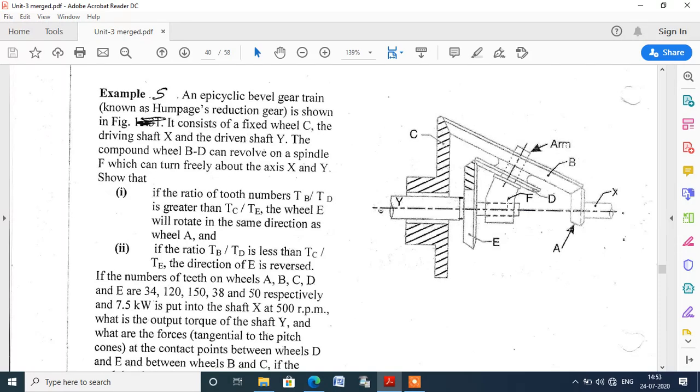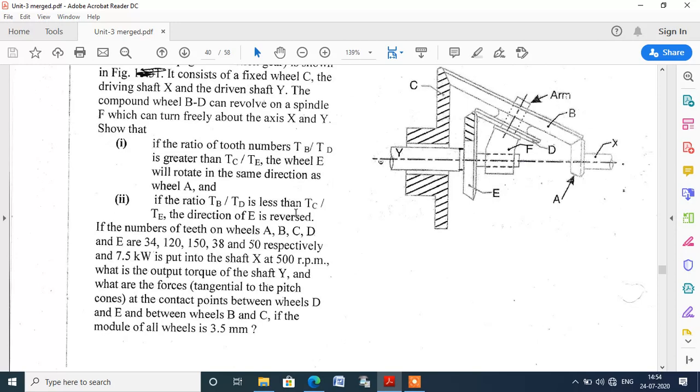Show that, number 1, if the ratio of tooth numbers TB by TD is greater than TC by TE, the wheel E will rotate in the same direction as wheel A. And if the ratio TB by TD is less than TC by TE, the direction of E is reversed.